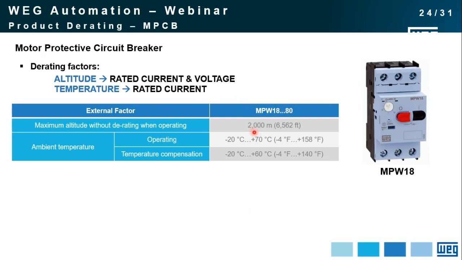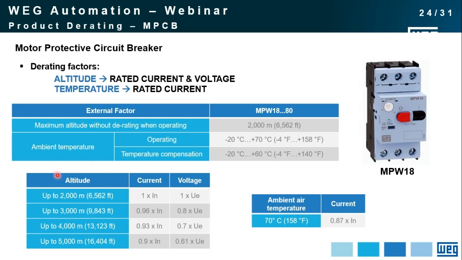What is different here is that this product has a temperature compensation device inside of it, meaning that from -20 to +60, you don't have to care about derating. But when you go up from 60 to 70, then you have to apply derating. Here we have some tables showing us the factors in case we exceed these values, from 2000 to 5000 meters: current, voltage, and then the ambient temperature derating factor. The maximum operating temperature of this product is 70 degrees Celsius.